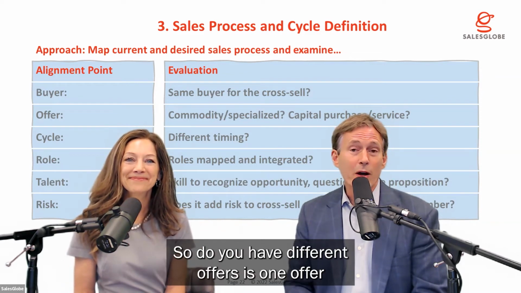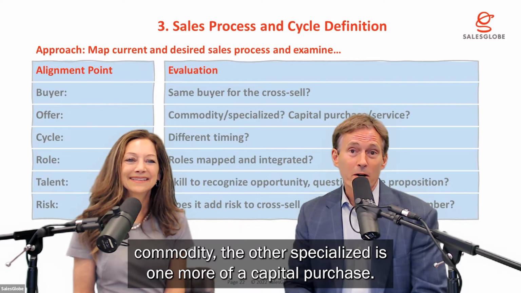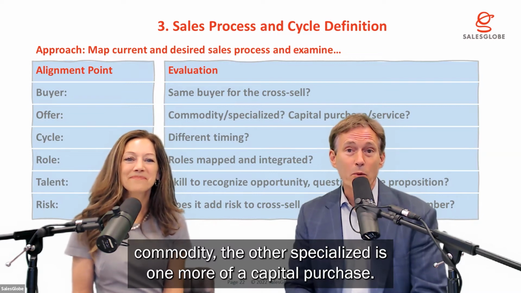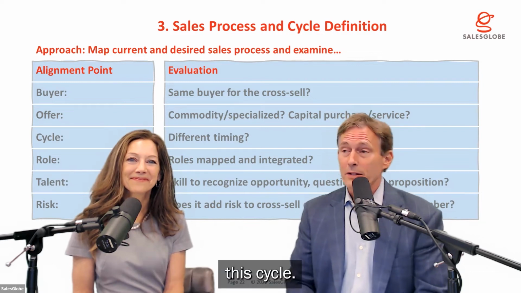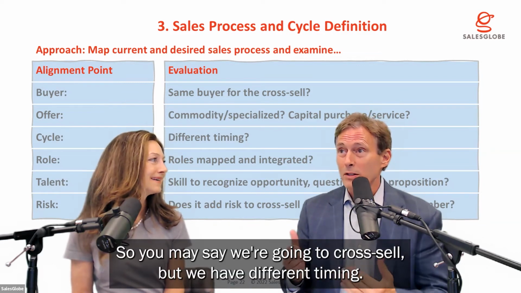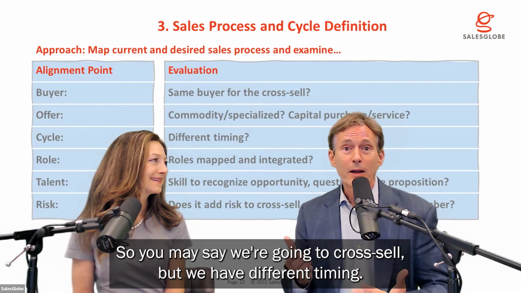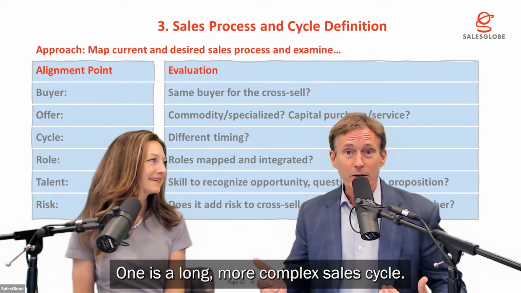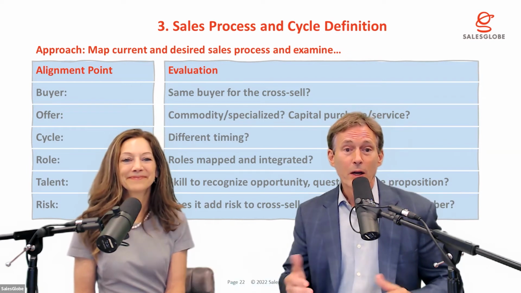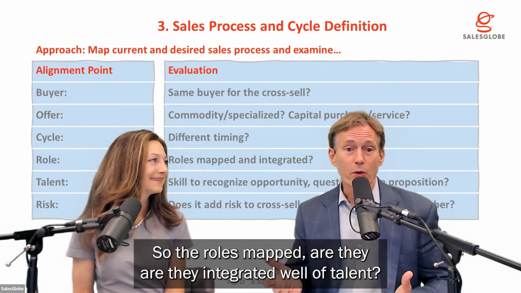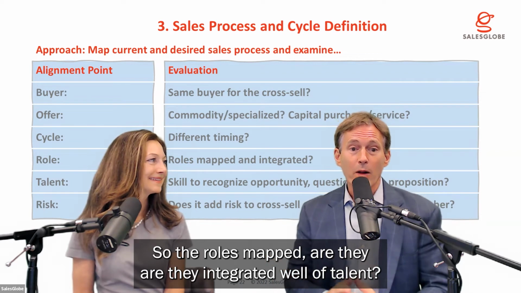The offer. Do you have different offers? Is one offer a commodity and the other specialized? Is one more of a capital purchase and the other maybe more of a service? The cycle. You may say we're going to cross-sell, but we have different timing. One is a long, more complex sales cycle. The other maybe is a faster, more transactional sales cycle. The role, you just mentioned the roles. So are the roles mapped, are they integrated well?